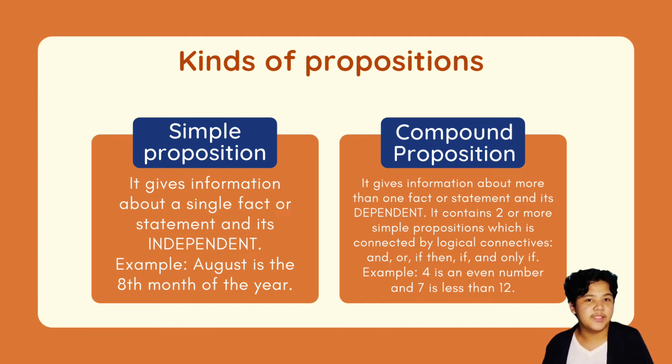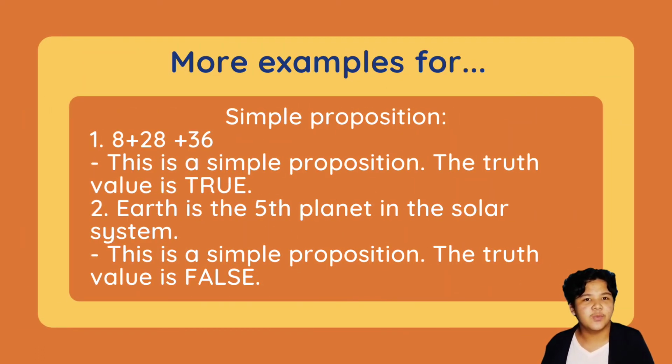More examples of simple proposition. 8 plus 28 is 36. This is a simple proposition. The truth value is true. Earth is the 5th planet in the solar system. This is also a simple proposition. The truth value is false.